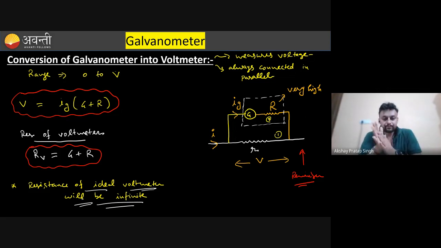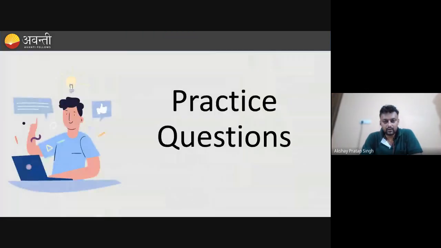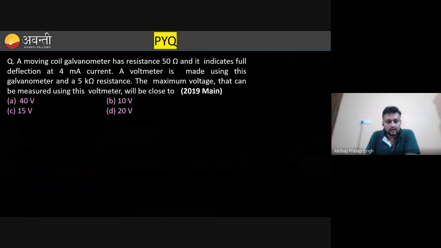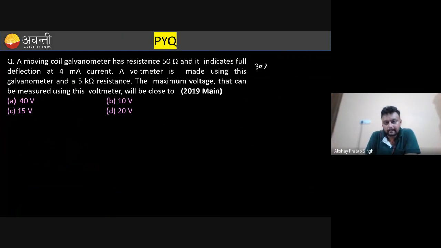I hope this is clear. Now, moving further. There is a practice question on your screen. I will give you some 30 seconds, just try to attempt and give me the answer whether A, B, C, or D. You have four options. They are asking for close to, that means some approximate answer. They are not asking the exact answer. This question was asked in the 2019 JEE Mains examination, and it will give you an idea of what kind of questions usually come to our exam.